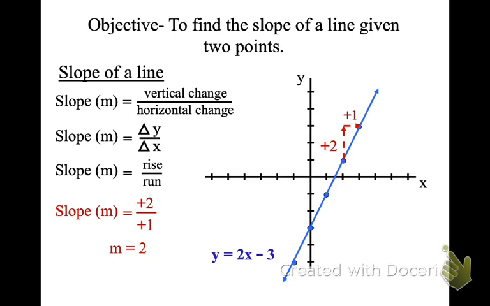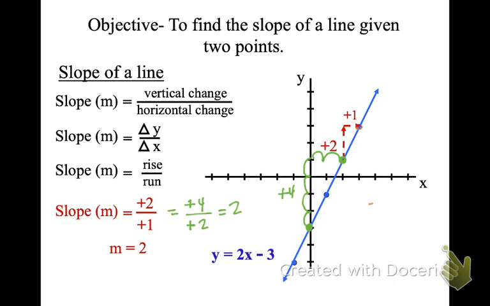Now it doesn't matter. This reduces to a 2. I could have taken this point and this point. If I do that, I'm rising 1, 2, 3, 4. That's positive 4. And then I'm running 1, 2, positive 2. What does that reduce to? 2.